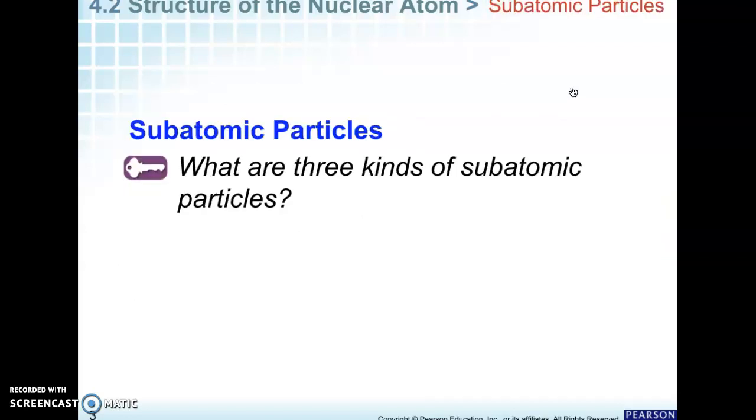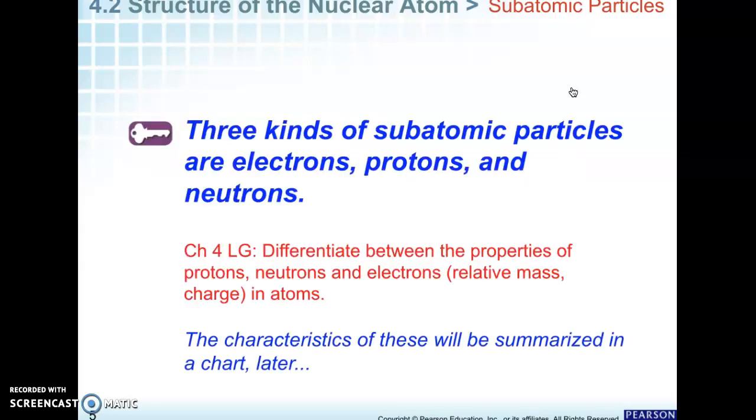So we're talking about subatomic particles first. There are three kinds of subatomic particles: the electrons, protons, and neutrons. Those are the only ones that you need to know about. But the learning goal for this is you want to differentiate between the properties of protons, neutrons, and electrons.